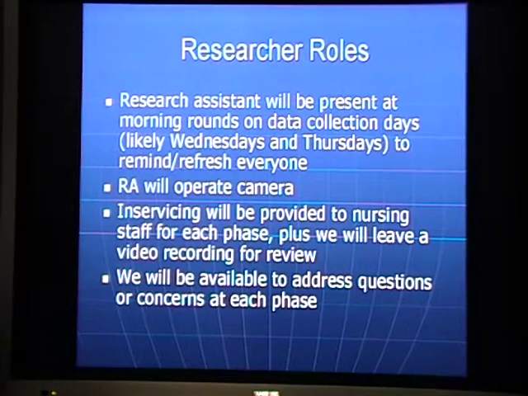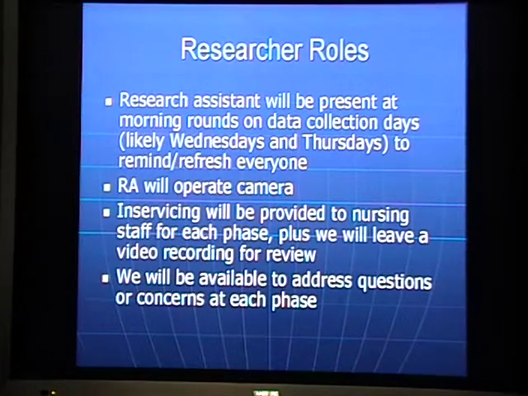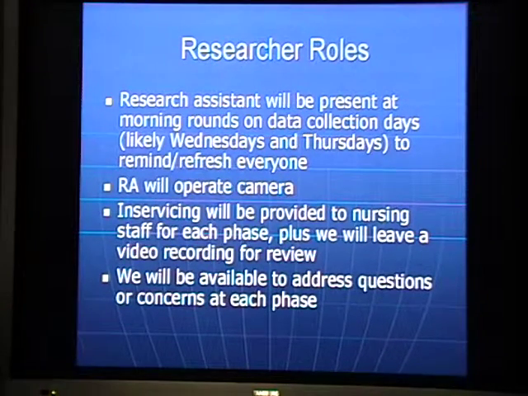So what are we going to do? Julie Gatalia, the research assistant, is going to come to morning rounds on data collection days, as I said, Thursdays and maybe some Wednesdays, to remind everybody and just refresh them like, hey, we're here today and we're looking to collect some data. She's going to operate the camera. And we're going to obviously in-service people who are involved for each phase. Plus we're going to leave a video recording, this one, for review. We're going to be available to address questions or concerns at each phase, and there's going to be information available with my contact information in it, etc.